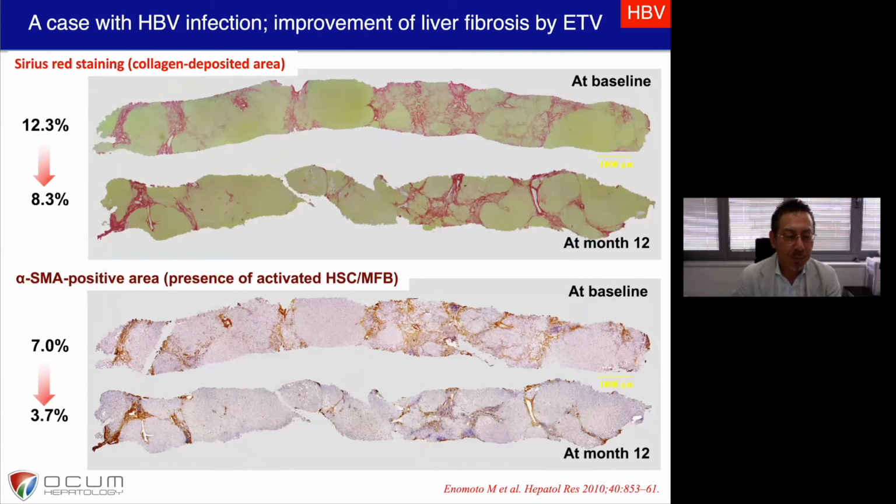This is our case report with HBV infection showing marked improvement of liver fibrosis by entecavir treatment. Before treatment, the Sirius red-colored collagen deposited area was 12.3% of the total liver parenchyma. This was markedly reduced to 8.3% at 12 months of treatment with entecavir. Accordingly, the alpha smooth muscle actin positive area, indicating the presence of activated stellate cells, was markedly reduced.